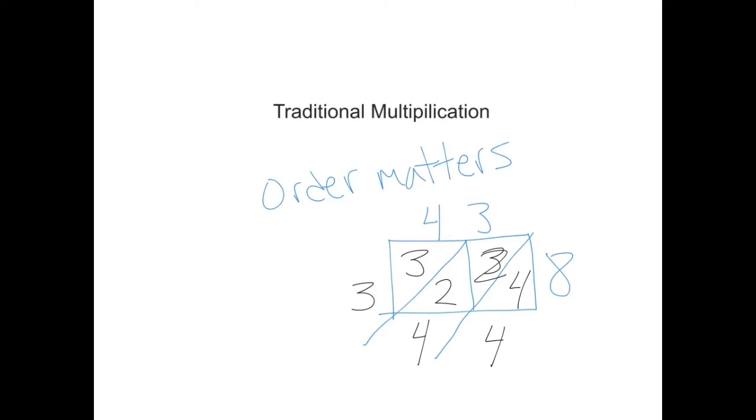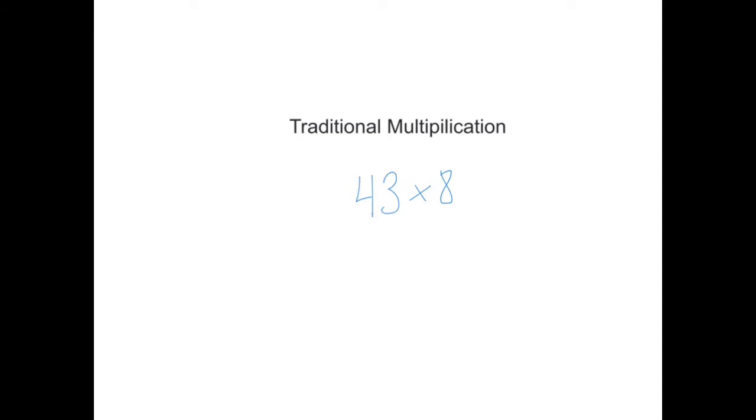So if you think about how we're solving that, we did 8 times 4 and 8 times 3, and then we added pieces together. We're going to follow the same steps for traditional multiplication. So let's take a look at an example.